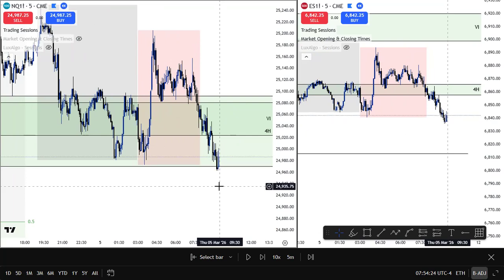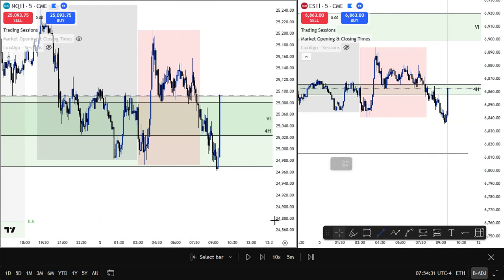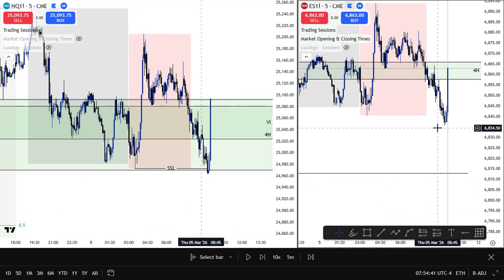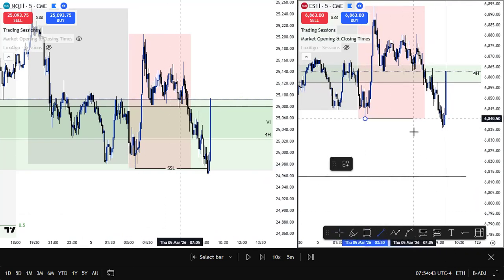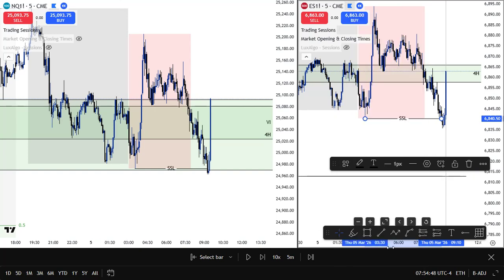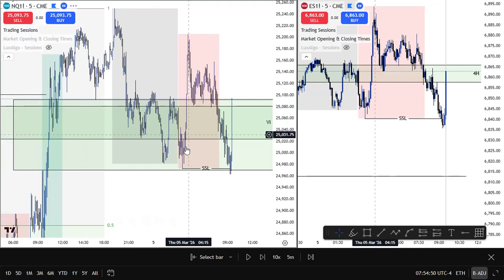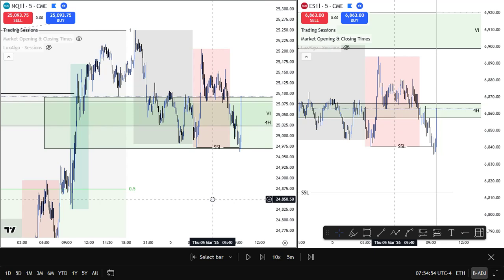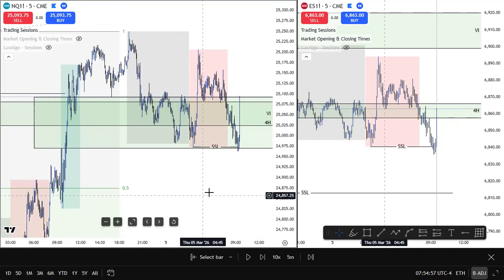First 5 minutes candle. Okay, it's a good push. I can also see this sell side being taken on both pairs, which is London low, which is always the London low. Which is London low.